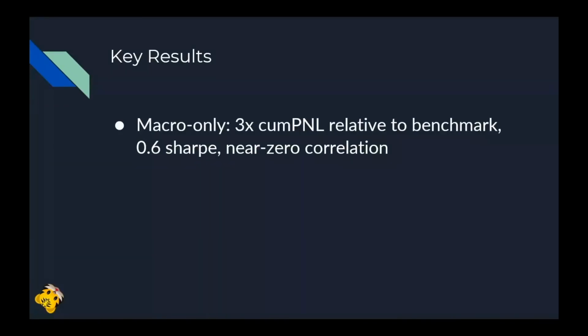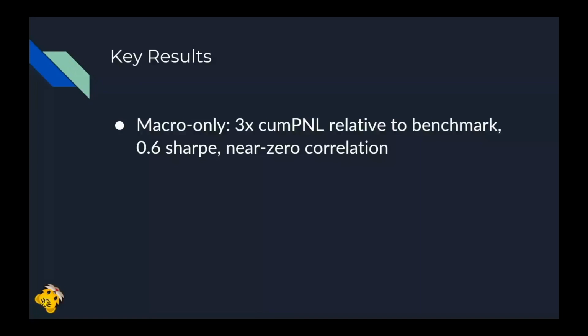So I kind of split my project into two parts. First part is macro only. So this is ignoring technical analysis now. If we compare our best performing strategies with the benchmark, we see that our strategies actually outperform the benchmark by 3 times in terms of cumulative P&L, which is pretty cool. And Sharpe ratio is not too bad either, 0.6. And I think the most interesting part, though, is a near zero correlation.